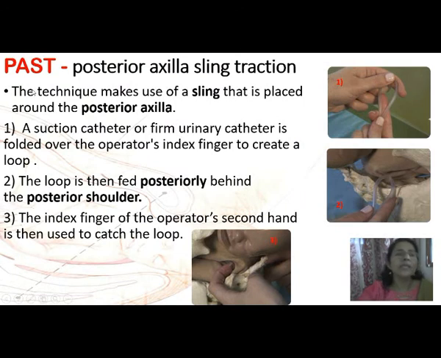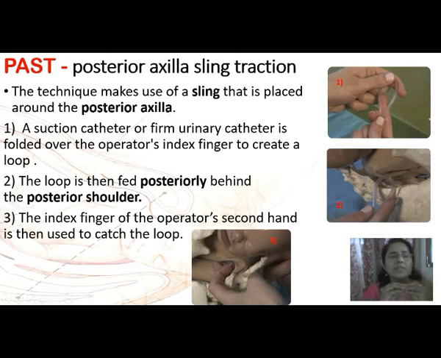Then this is a newer technique. Nowadays it is used, though it is not in your book. It is known as PAST, posterior axillary sling traction. We can see this technique in detail. The technique makes use of a sling that is placed around the posterior axilla.